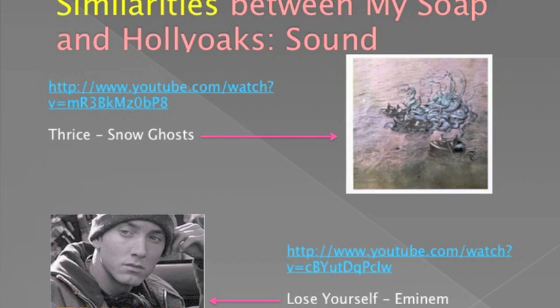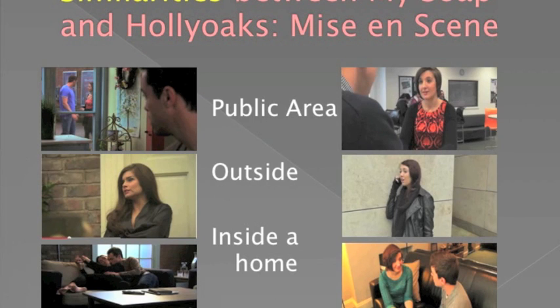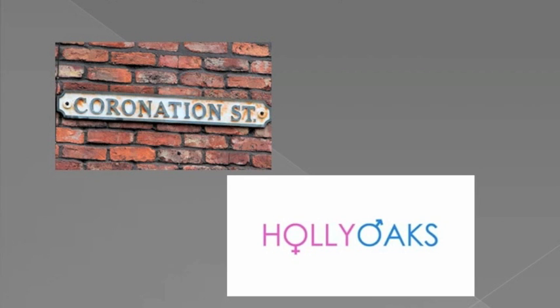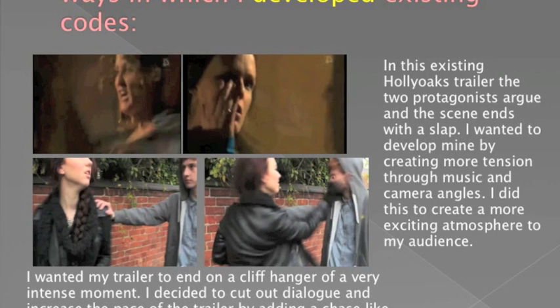Finally, I used mise-en-scène to make my soap similar to a Hollyoaks one. Like in their soap, we used settings in a public area, outside, and in a home. I also developed existing codes, and I've shown this by comparing to an existing soap. We studied Hollyoaks and Coronation Street. The ways in which I developed existing codes. In this existing Hollyoaks trailer, the two protagonists argue and the scene ends with a slap.